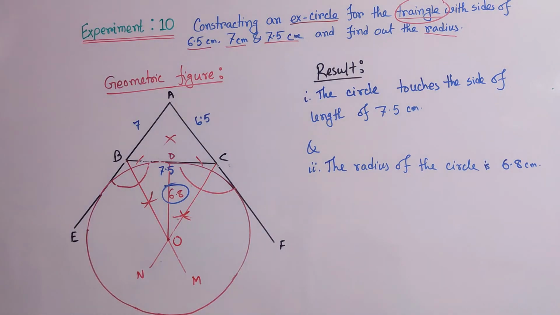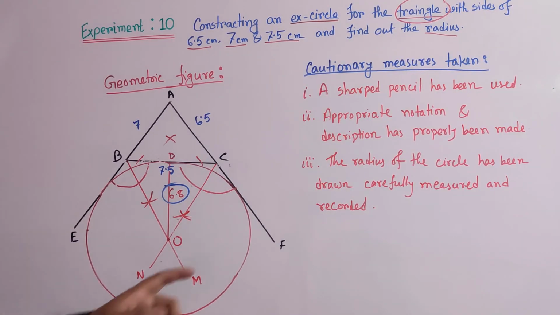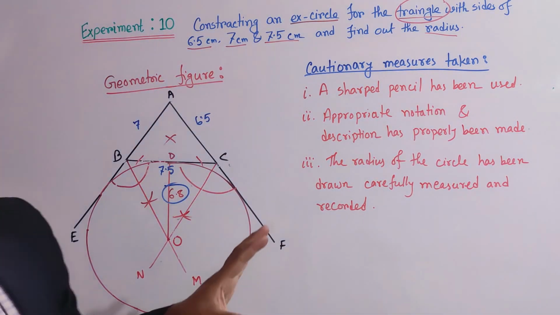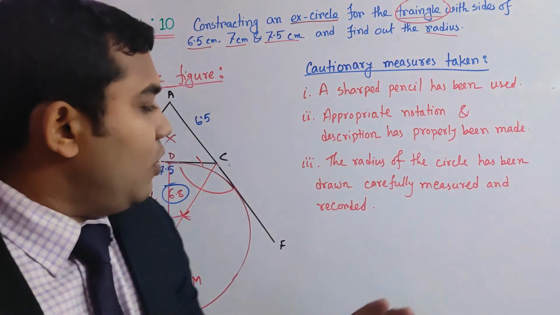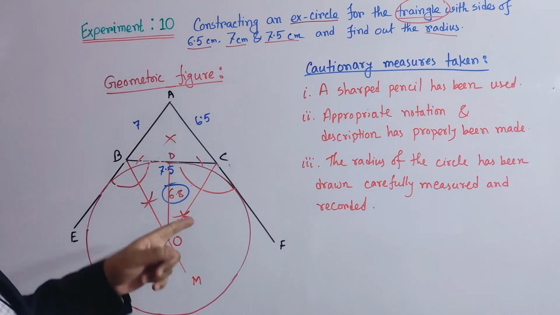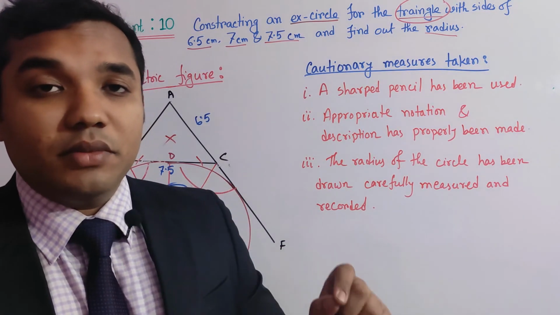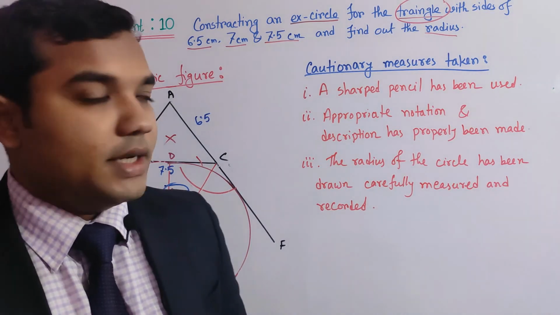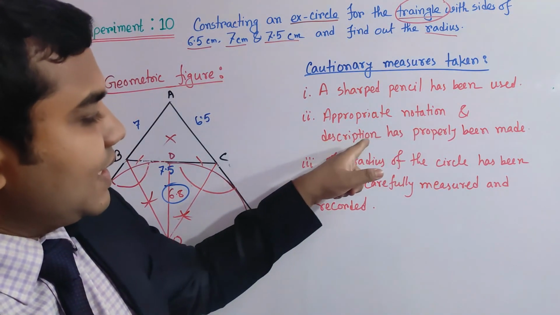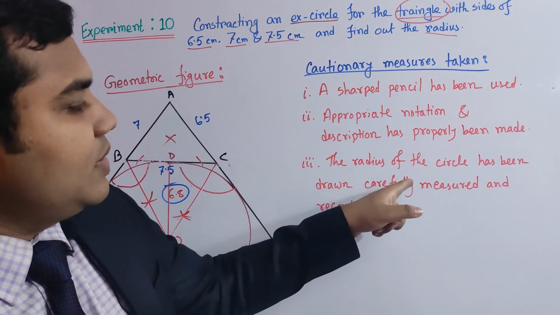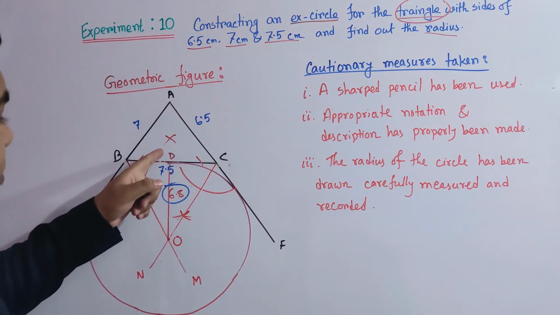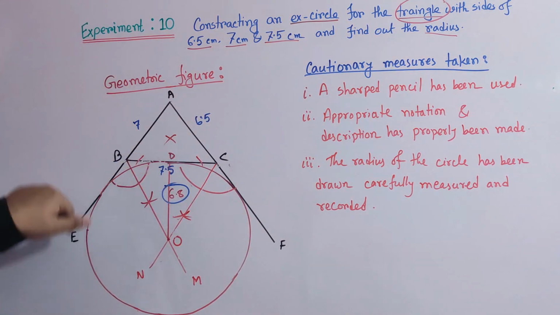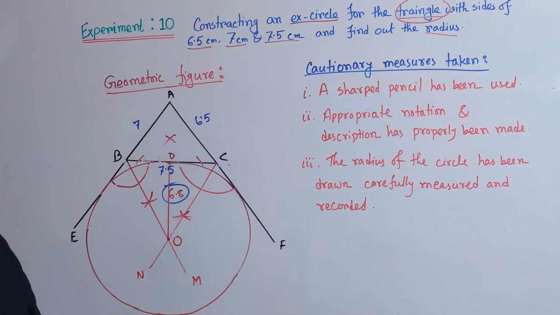After all of this, our last part is remaining. What is our last part? Some cautionary measures, or awareness, are needed when we go for this type of practical. First of all, a sharp pencil should be used. We should always use a sharp pencil. You know that every angle and every drawing is very meticulous, so you must be very aware and conscious about that. Appropriate notation and description should be properly made, and the radius of the circle should be drawn carefully, measured and recorded. When taking the measurement as well as drawing the circle, we have to be very sincere. This is the awareness area of this practical.